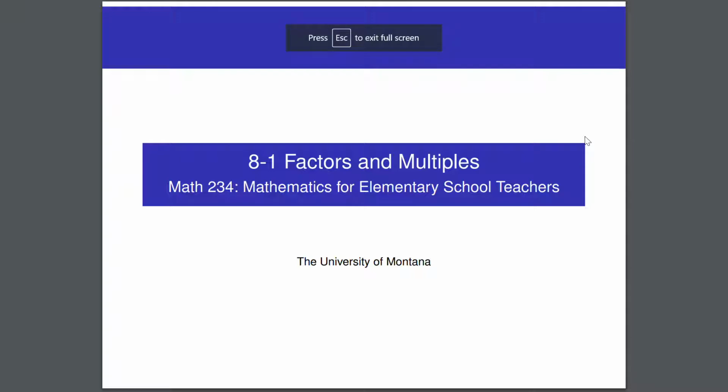Chapter 8 is all on number theory, so things like factors, multiples, evens, odds, primes, composites, as well as tests of divisibility are all in there. These are things that we teach children in grades kindergarten through 8th grade mathematics. So let's start by just talking about factors and multiples today.